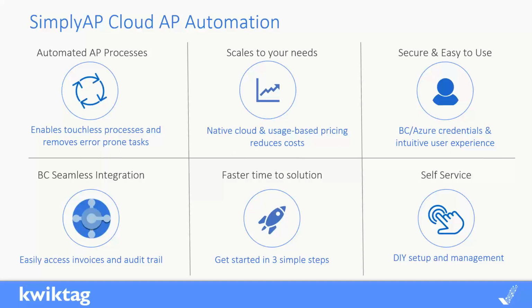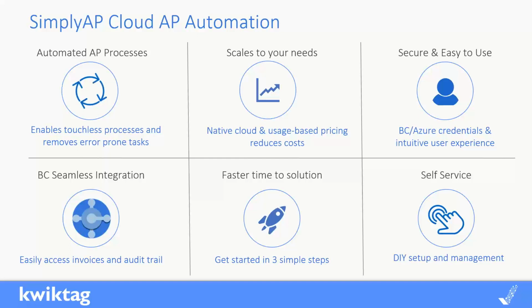Then the BC seamless integration: what you'll see in the creation of the purchase invoice inside of Business Central is that it's seamless. When Michael shows you in the demonstration, he clicks a button in SimplyAP, and then the invoice is created as a purchase invoice inside of Business Central automatically. And it's very easy for you to then see those invoices from either SimplyAP or Business Central and have access to the document as well as the complete audit trail. Again, we'll highlight that in the demonstration.